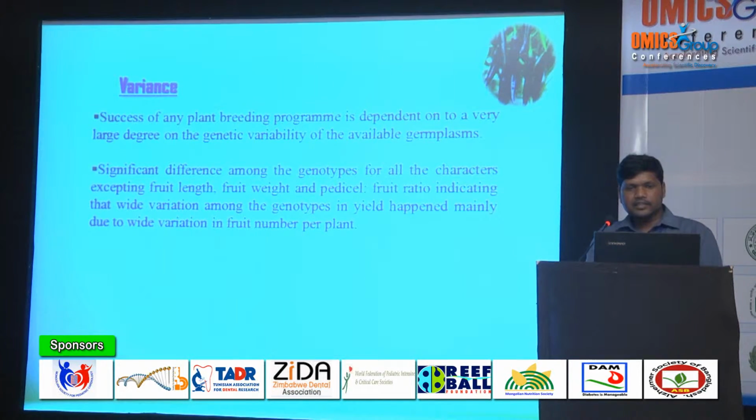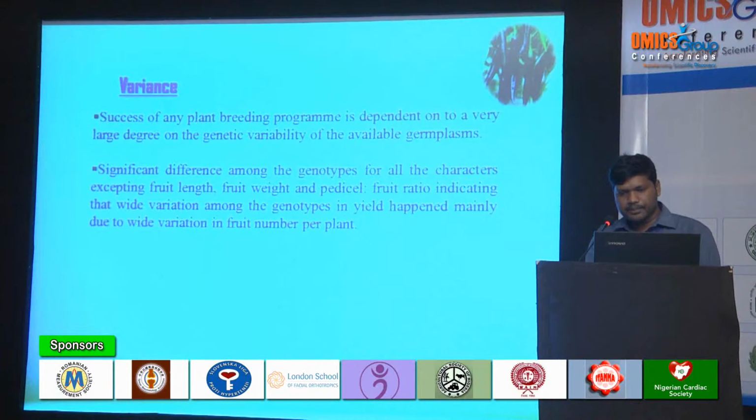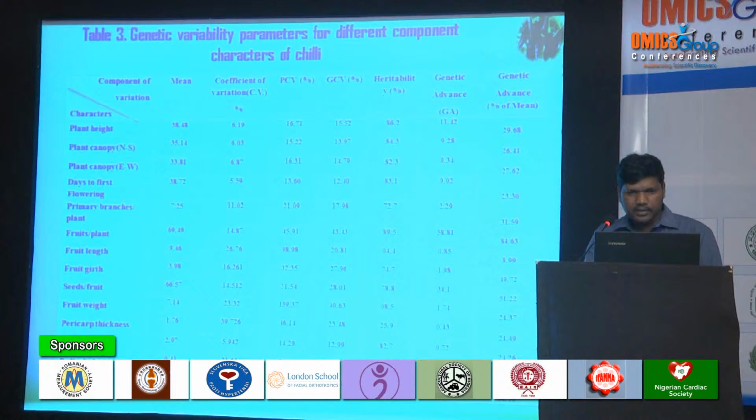Variance. The success of any plant breeding program depends to a very large degree on the genetic variability of the available germplasm. There were significant differences among the genotypes for all the characters excepting fruit length, fruit weight, and pedicel to fruit ratio, indicating that wide variation among the genotypes in yield happened mainly due to wide variation in fruit number per plant. Genetic variability parameters for different component characters of chili.